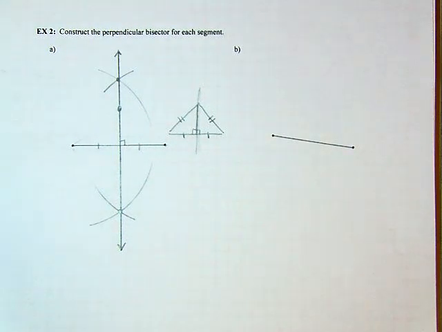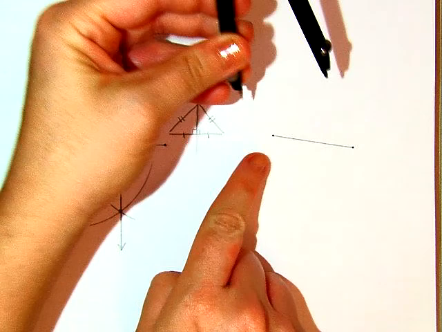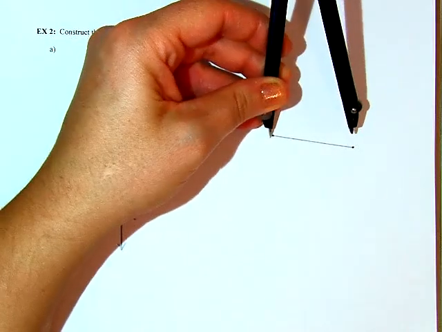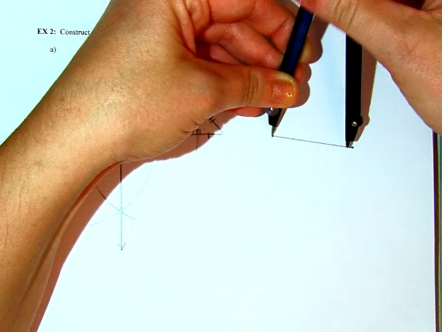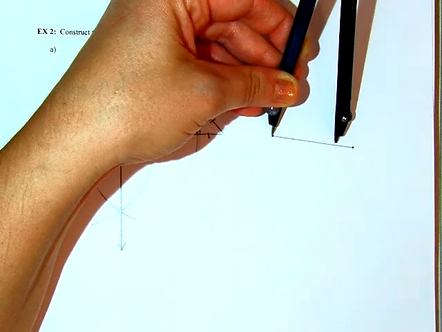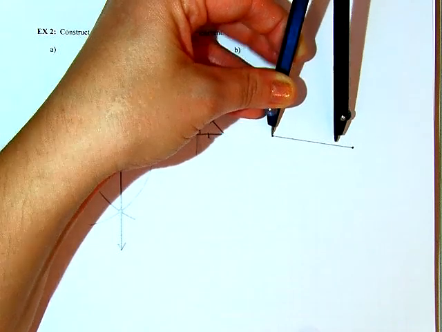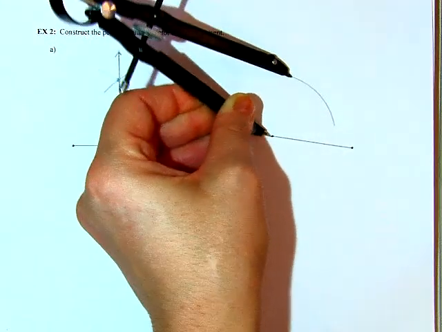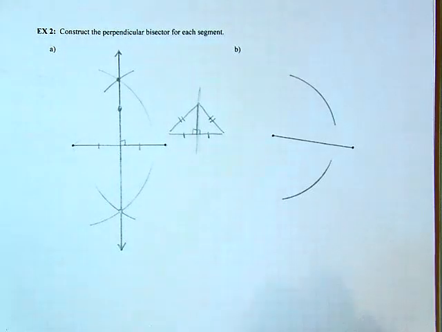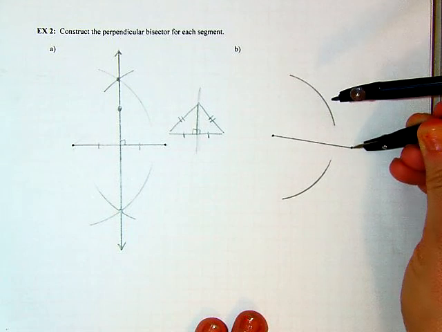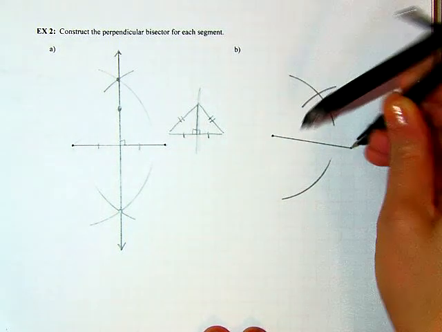All right, let's try the skill one more time. So if you want to pause, try it yourself and then come back, that would be great. All right, here we go. So here I'm taking my compass. I'm going to start with this endpoint. It doesn't matter. I just have to make sure that my compass is open more than halfway. Okay, mine's a little wide, so I might close it down a little bit, but it really doesn't matter. It just has to be more than halfway. I'm going to make that arc above as well as below. And then I'm going to keep the same setting, put my needle at the other endpoint, make an arc above and below.